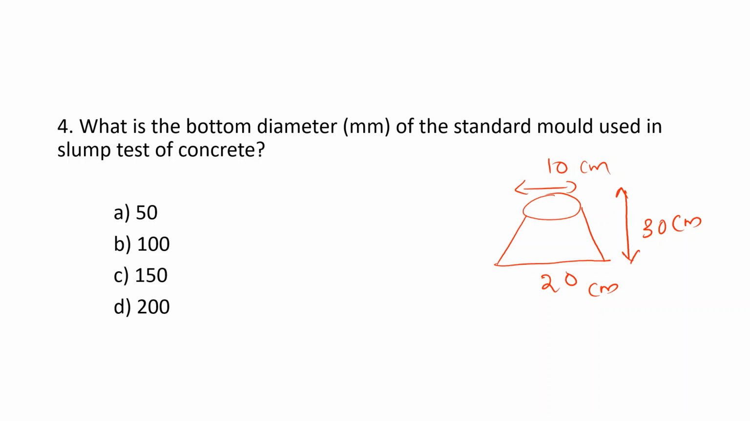10, 20, 30. So in our question, they asked the bottom diameter. Okay, so what is the bottom diameter? 20 centimeter. In mm, it is 200 mm. The dimensions are very important: 10, 20, and 30.